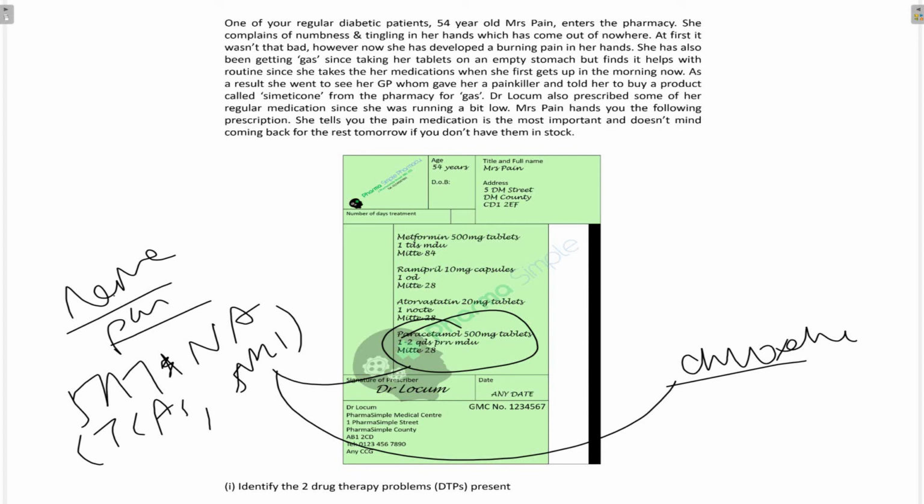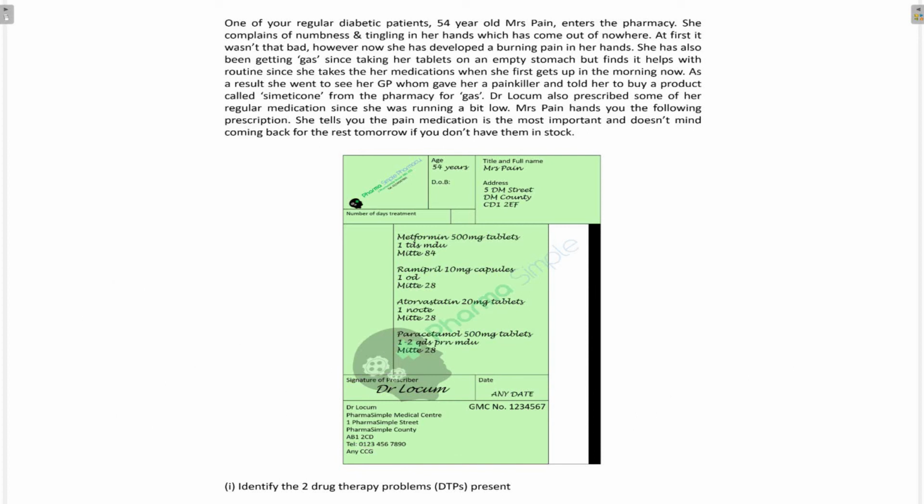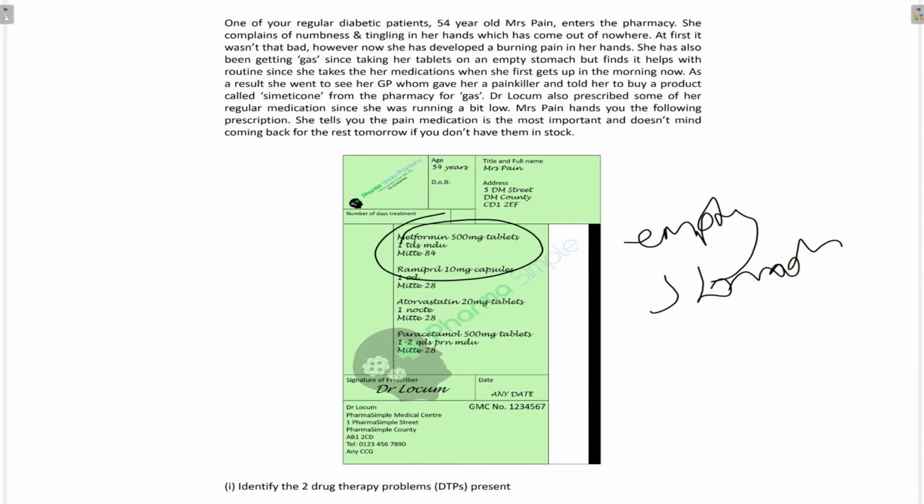Now, the second drug therapy problem is that Mrs. Payne has been taking her metformin on an empty stomach. Now, metformin has been known to cause gastrointestinal upset. So examples include nausea or diarrhea or flatulence. So that's like gas, which is what's being experienced by our patient.